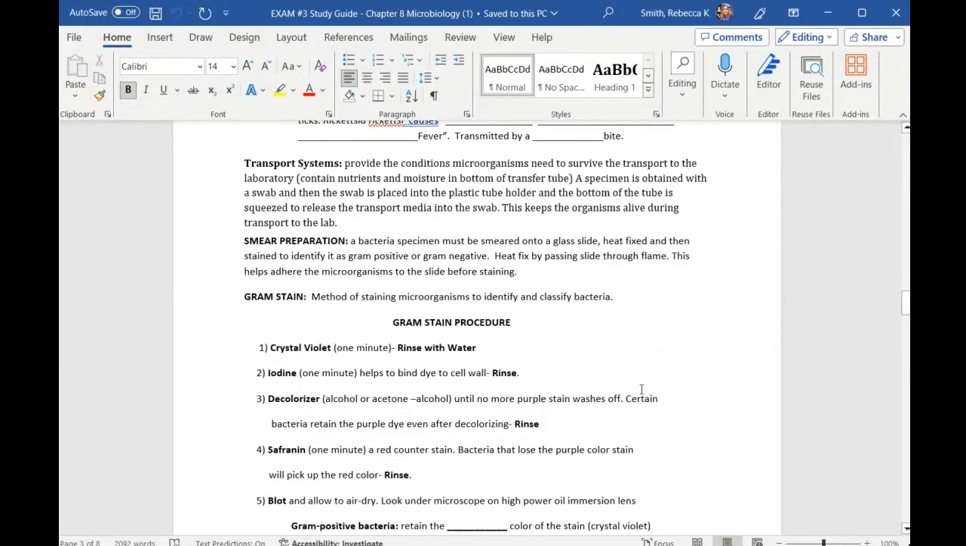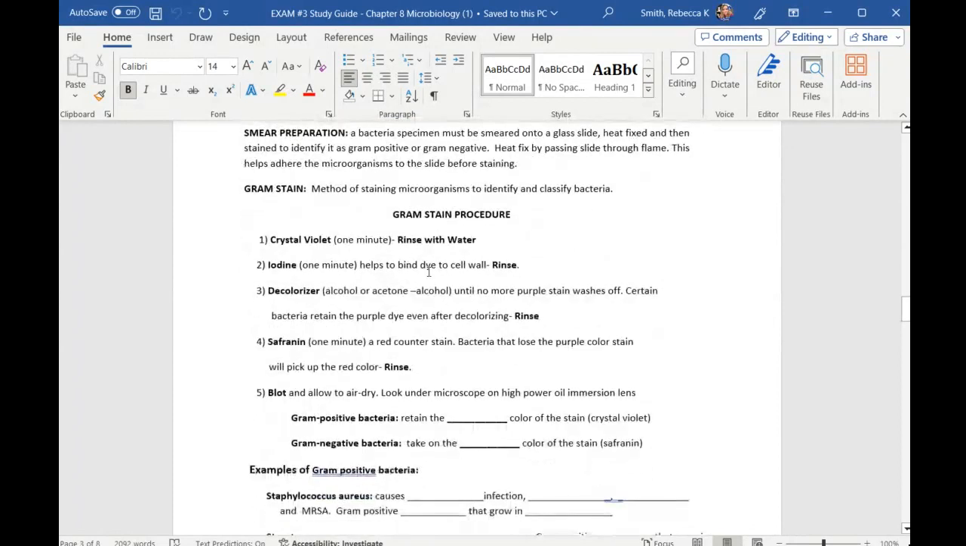Okay, smear preparation. We did this, right? We took our colony after it grew. We added a little water, put it on a slide. We heat fixed it on a warming plate. And then we gram stained it, gram positive or gram negative. Sometimes you can use a flame. We don't use a flame. They don't use any type of flames anymore in the laboratory, but in the olden days they did.